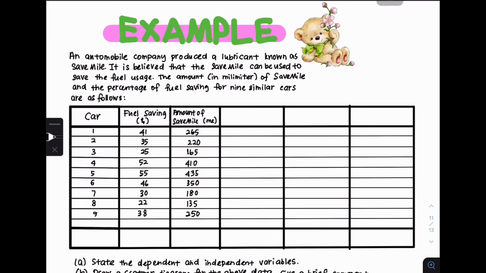Okay, so ada satu company automobile ni, dia hasilkan satu lubricant ni adalah liquid lah, macam cair, dikenali sebagai Safe Mile, nama cecair itu Safe Mile. So Safe Mile ni dipercayai boleh digunakan untuk kita save penggunaan minyak kereta. Okay, mungkin maksudnya bila kita guna Safe Mile, penggunaan minyak kereta kita akan berkurang lah. So the amount in millimeter of Safe Mile and the percentage of fuel saving for 9 similar car are as follow.